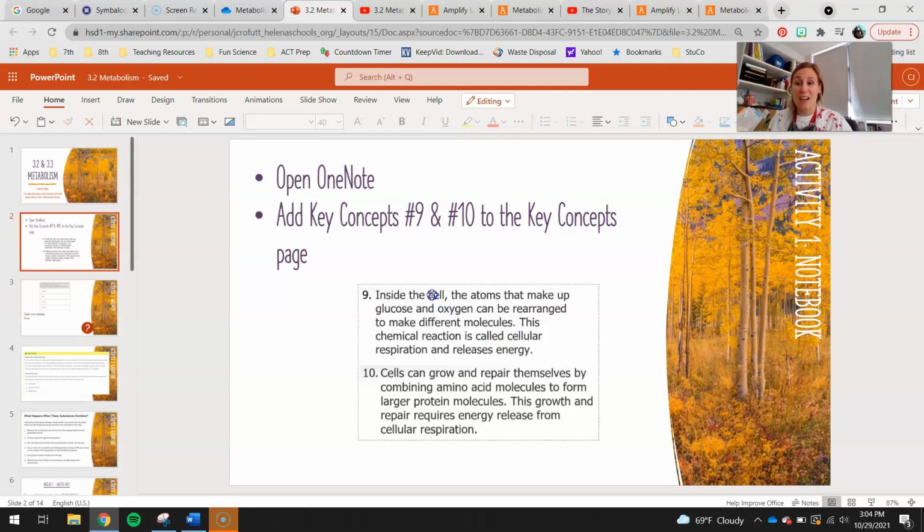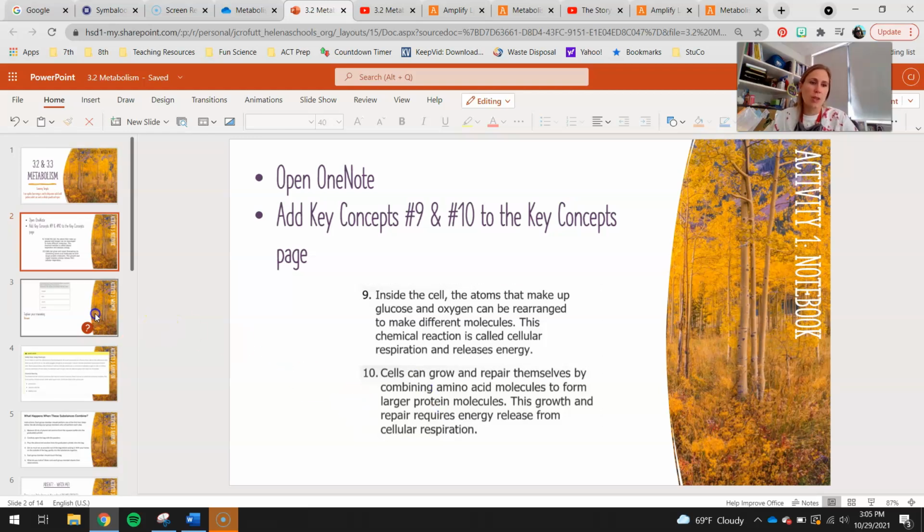Yes, they can't fit into our bloodstream and then come into our cells, but we do rebuild them in our cells to form proteins. So cells can grow and repair themselves by combining amino acid molecules to form larger protein molecules. This growth and repair requires energy. We can't make these proteins out of the amino acids in our cells unless we have energy. So we get that from cell respiration, which we just talked about in key concept number 9.